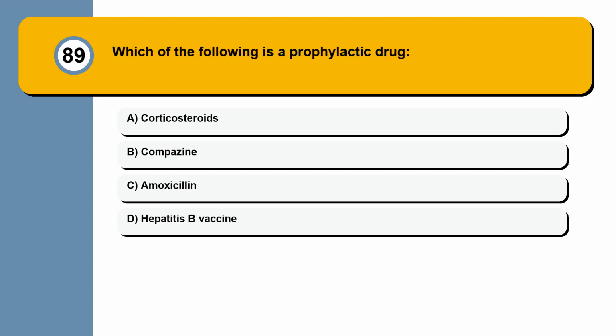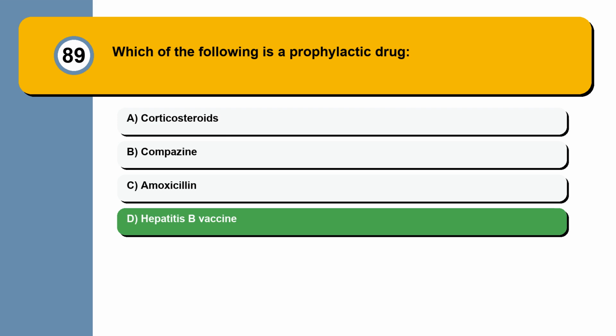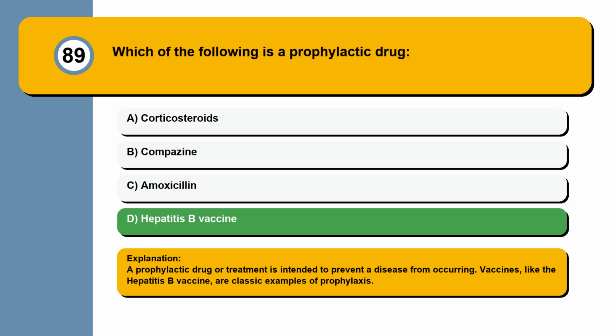Question 89. Which of the following is a prophylactic drug? Here are your options. Option A, corticosteroids. Option B, Compazine. Option C, amoxicillin. Option D, hepatitis B vaccine. The correct answer is option D, hepatitis B vaccine. Explanation. A prophylactic drug or treatment is intended to prevent a disease from occurring. Vaccines, like the hepatitis B vaccine, are classic examples of prophylaxis.